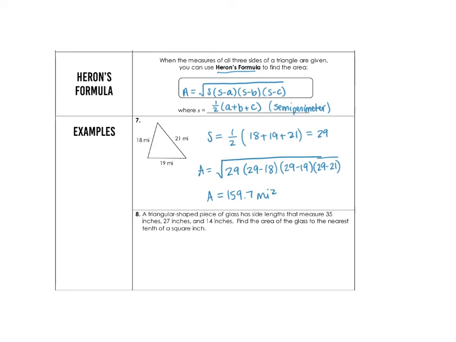All right, so for the last problem, number 8, it's going to be the same idea here. Notice that you have a triangular shaped piece of glass. You've got all 3 sides. They're all the same units, and it wants you to find the area. So again, find your semi-perimeter, which is going to be half the sum of all the sides. So 35 plus 27 plus 14. So your semi-perimeter is going to be 38. And so the area is going to be the square root of 38 times 38 minus 35 times 38 minus 27 times 38 minus 14, so that's going to be 24. And so when you put all that in your calculators, you're going to get 173.5 inches squared.